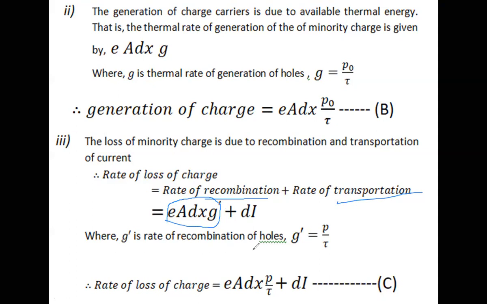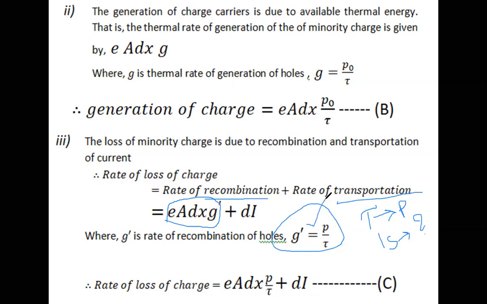That means the number of holes that are actually lost because of the recombination process within your semiconductor block. That is given by, for example, P by tau. That means, in tau seconds, the number of holes that are recombined is P, so in 1 second, how many holes are recombined? That means how many holes we have lost due to the recombination process: P by tau.